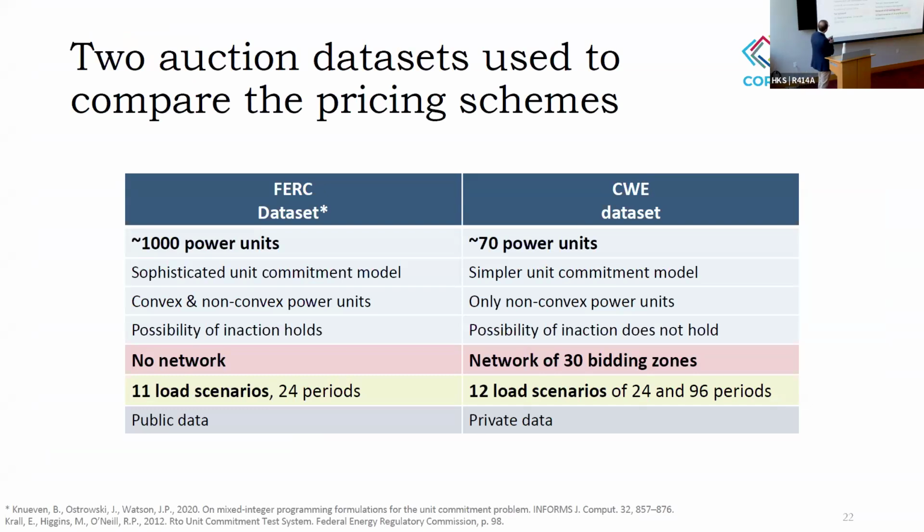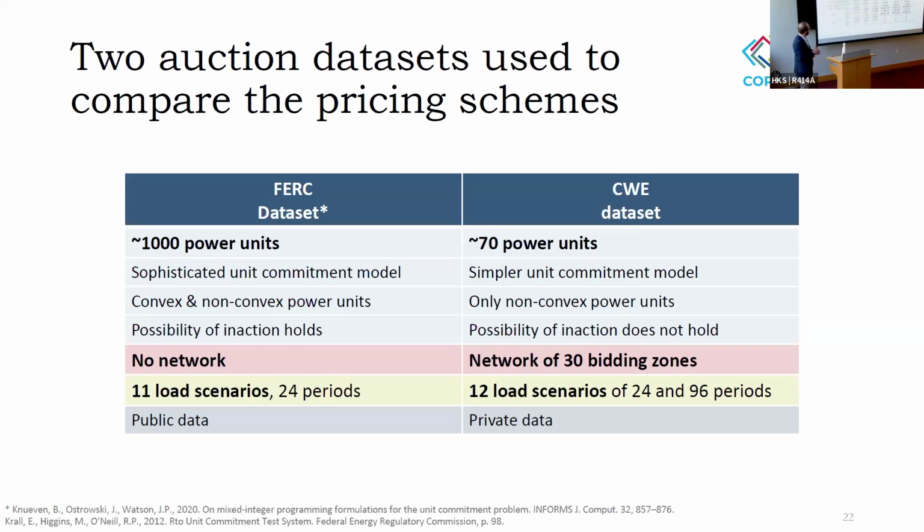So the first auction data set is the so-called FERC data set. It includes around 1,000 power units. We have 11 different load scenarios. But the main limitation of this data set is that there is no network, right? So that is a kind of a limit because the network is a really important part of an electricity auction. And that's the reason why we are also using another data set, which is later called the CWE data set. It has 70 power units, but it includes a network of 30 bidding zones. And we have also 12 load scenarios.